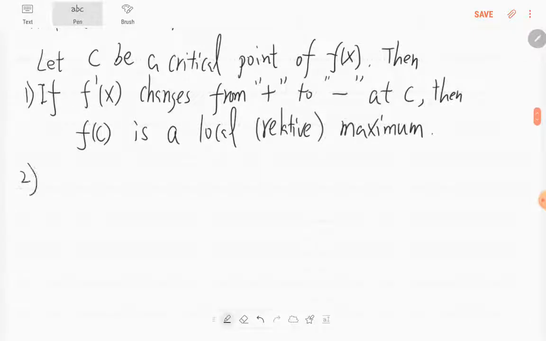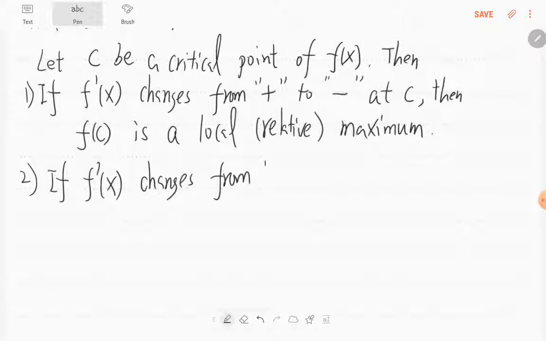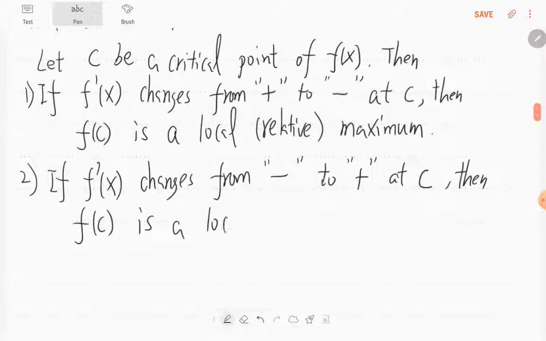If f prime of x changes from negative to positive at x equals c, then f of c is a local or relative minimum.